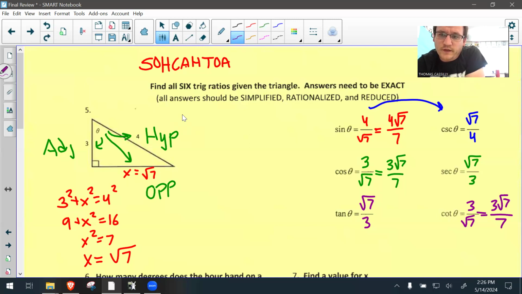Right, did I do that correctly? I think I did. Let's see here, opposite over adjacent. Huh.